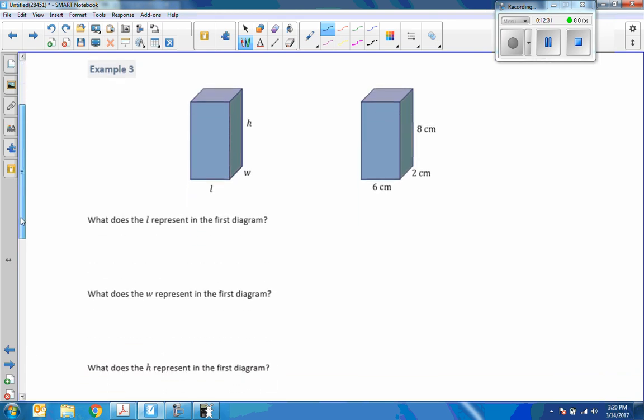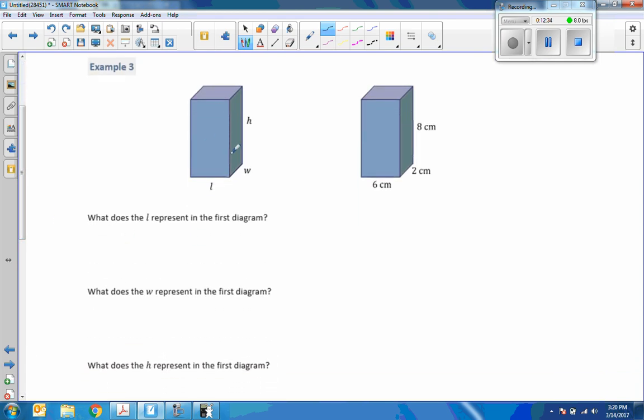Example 3. These are three-dimensional figures. They're rectangular prisms. This is what they're actually called. This is length, this is width, and now we have a height. Length, width, height. What does L represent in the first diagram? It represents length. What does the W represent in the first diagram? Width. What does the H represent in the first diagram? Height. Okay?